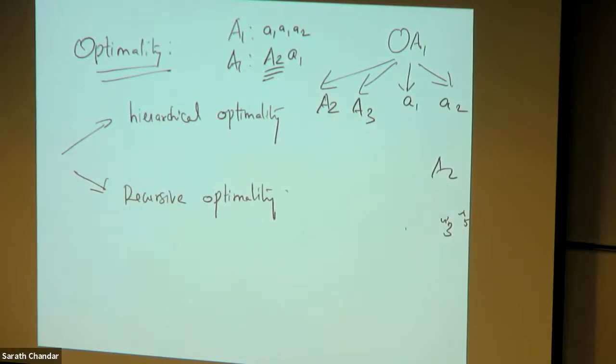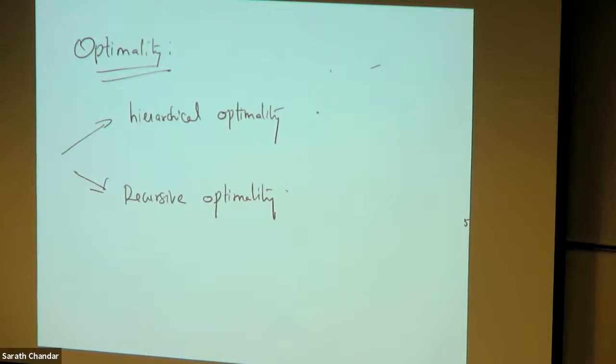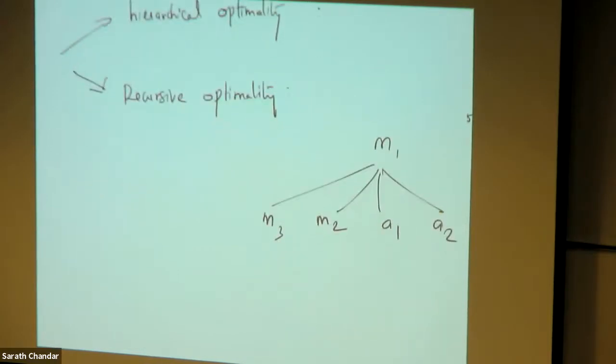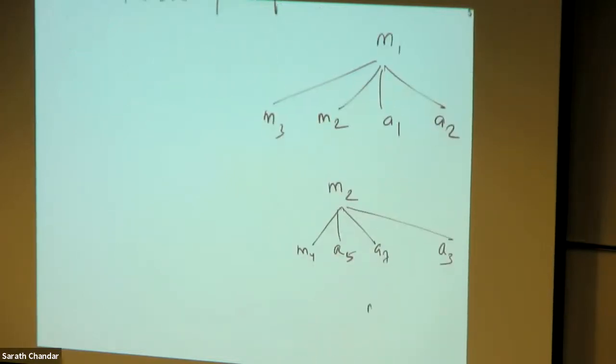So I'm going to change my notations. Let's just call macro actions M's. So let us say I have one macro action M1, which could take either primitive actions or some other macro actions. Now let us look at another macro action M2. Now M2 could take M4, M5, sorry, A5, A7, some random actions. Now M4, let us say that it just takes A1, A2.